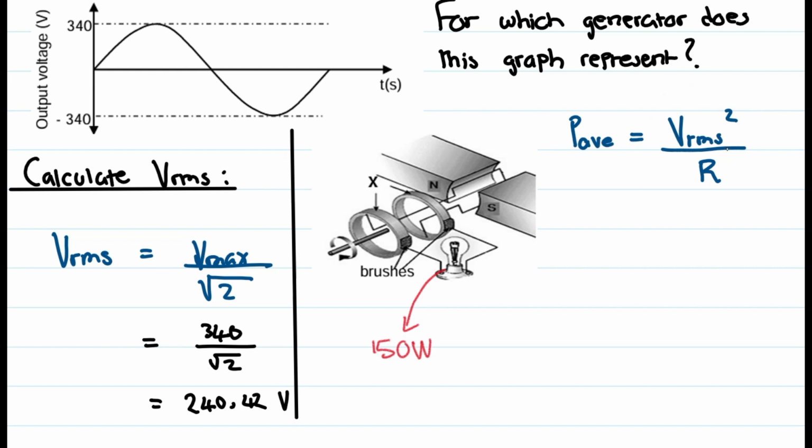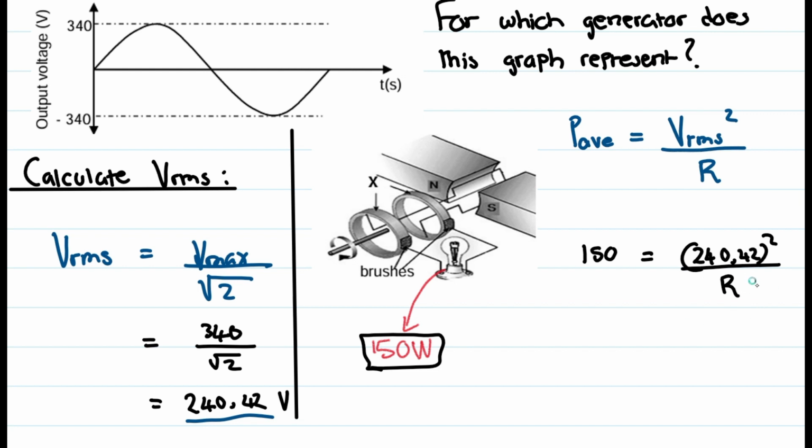And we have already found our VRMS previously, which is 240.42. So what we can do now is plug in the values that we have. Our power is 150 watts, so power is measured in watts. We take this power and put it there. So we have 150 is equal to VRMS, which is 240.42 squared, divided by the resistance.